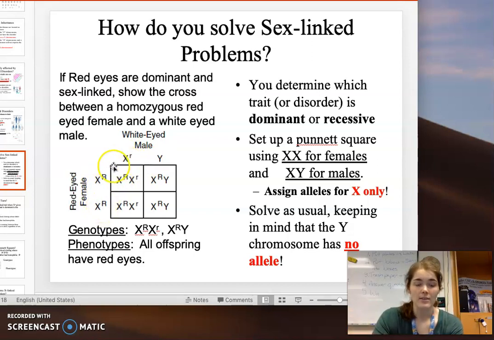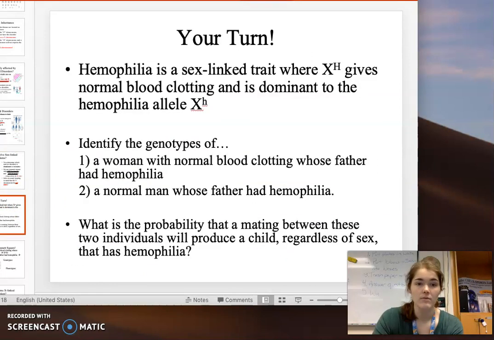So XX with two big R's passes them along. This female can only give X big R to all her kids. This male can only give a little r to his daughters and a Y to his sons. Meaning in this cross, a white-eyed male and a red-eyed female, all the sons will be red-eyed, and all the females will be red-eyed, but they will carry the recessive gene, so they could pass it on. But the phenotype is that all the offspring will have red eyes.